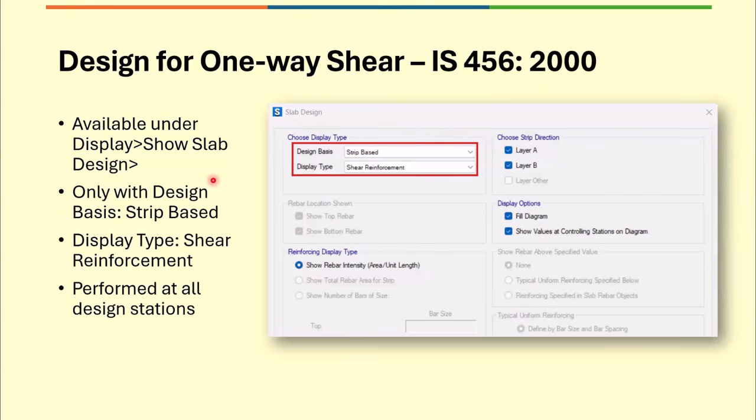And the program performs one-way shear check always that can be found in the slab design output under the display type shear reinforcement. This is available only with the strip based, and it should be noted that it is performed at all design stations.